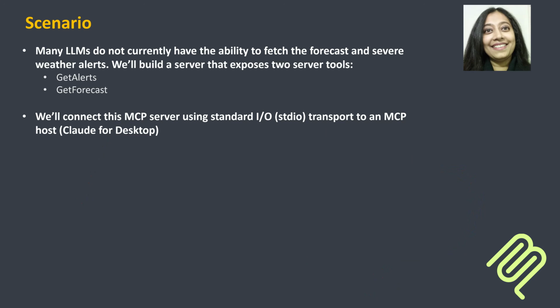Scenario for the lab today. A lot of LLMs currently do not have the ability to fetch the forecast and severe weather alerts information directly. So what we are going to do is build a server that exposes these two server tools. Server tools are nothing else but server primitives, and they are the essential building blocks of an MCP server. So we are going to build two server tools today, get alerts and get forecast.